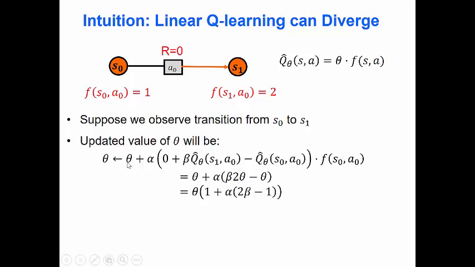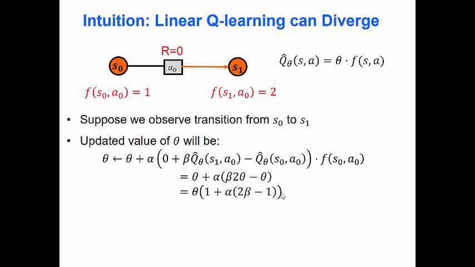If we went back and looked at our equations, we're going to have the parameter, then alpha, our learning rate, then the reward, which was 0, plus our current estimate, which we'll plug in in a moment. And then this was also our current estimate at S0, then our feature value at S0, which had a value of 1. You can go through the math, but at the end we end up with this expression here.